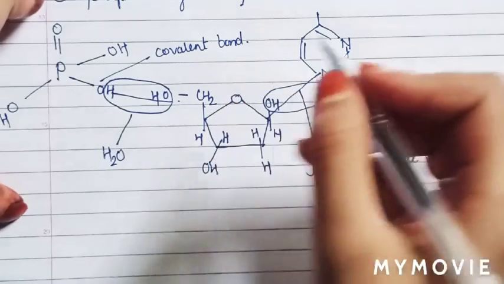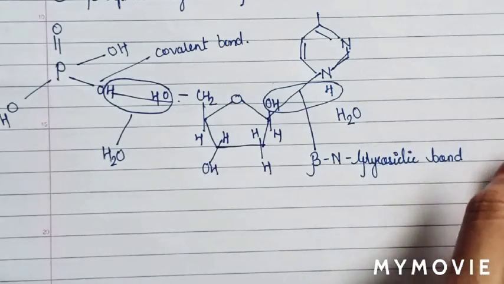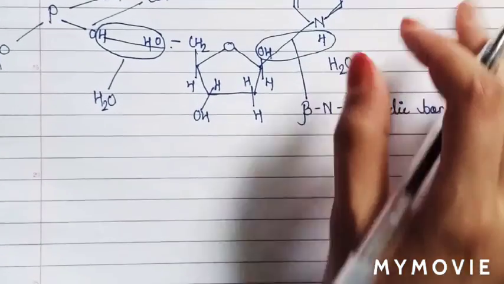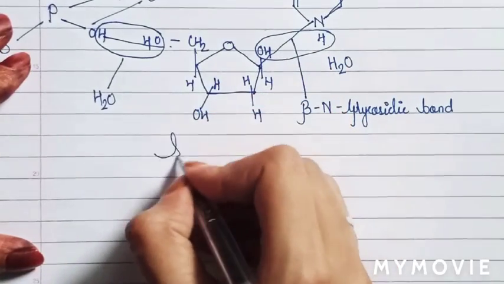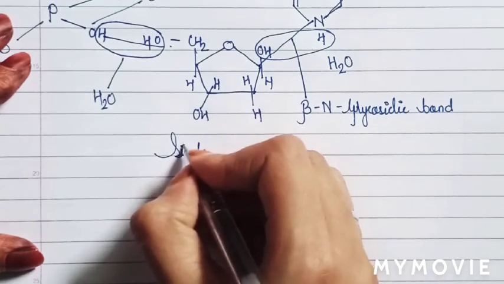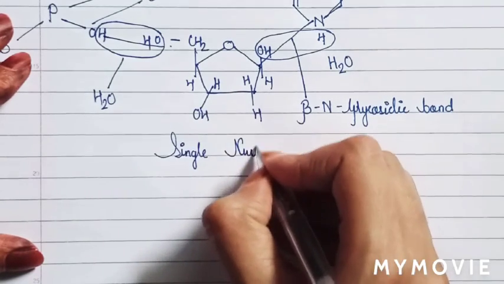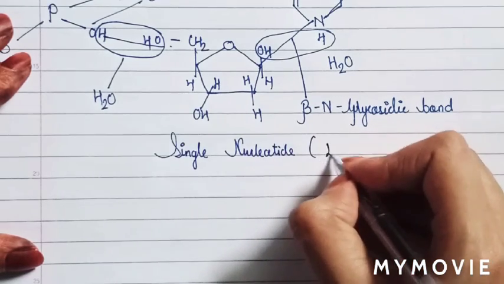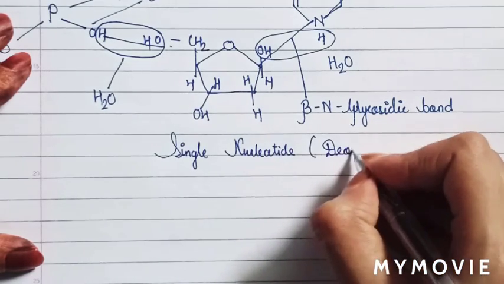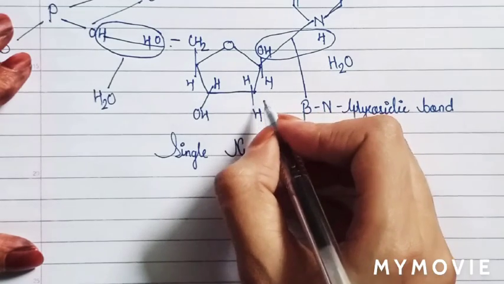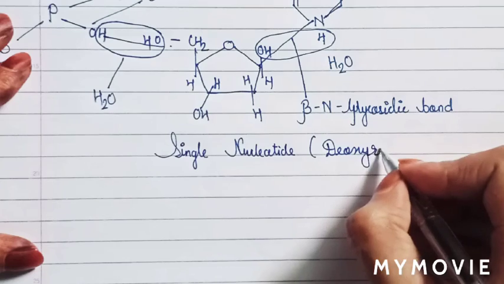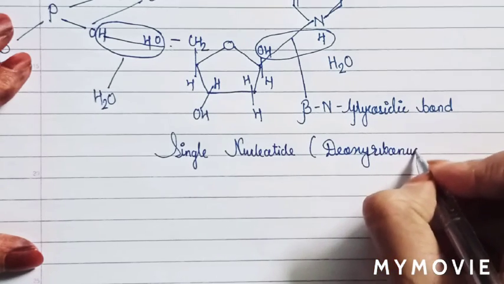Now you have seen this, but there are two more important things you have to remember in the case of a nucleotide. This is a single nucleotide, or you can say it is a deoxyribonucleotide because we have taken the deoxyribose sugar.